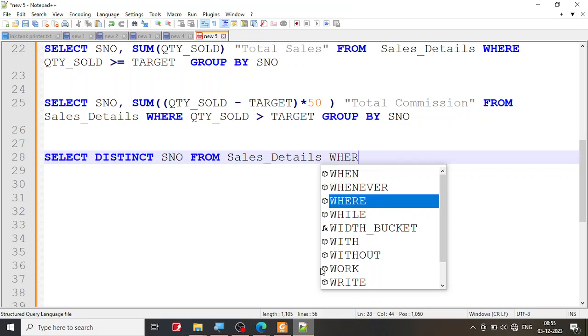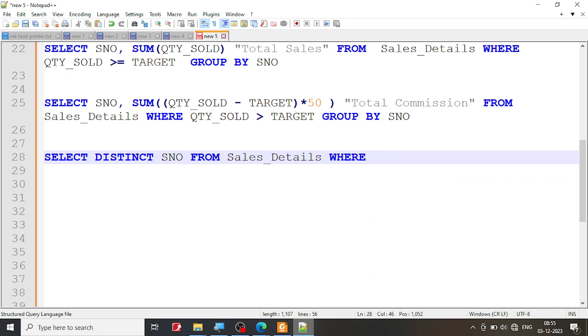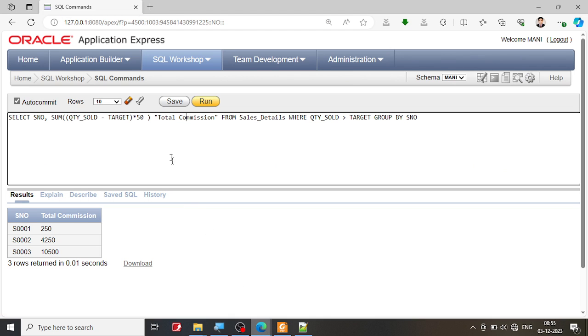Where the quantity sold is greater than or equal to target. What this means is I want to find all those persons who have achieved their target at least once. So let me run this one in my database, and let's see what I'm going to get.